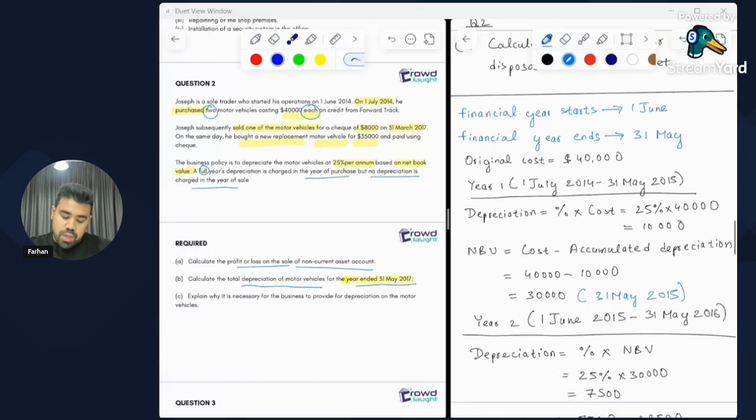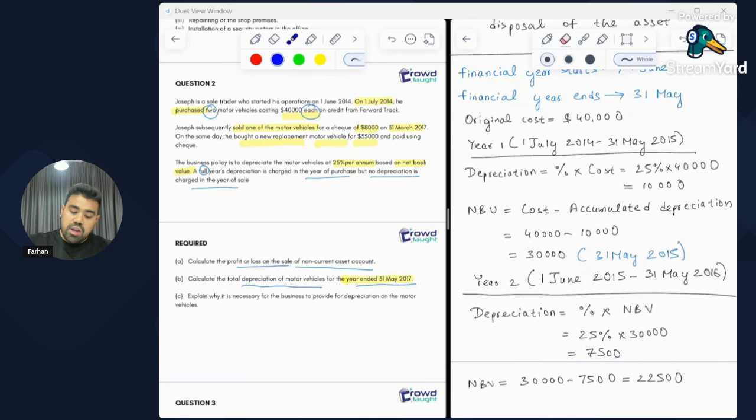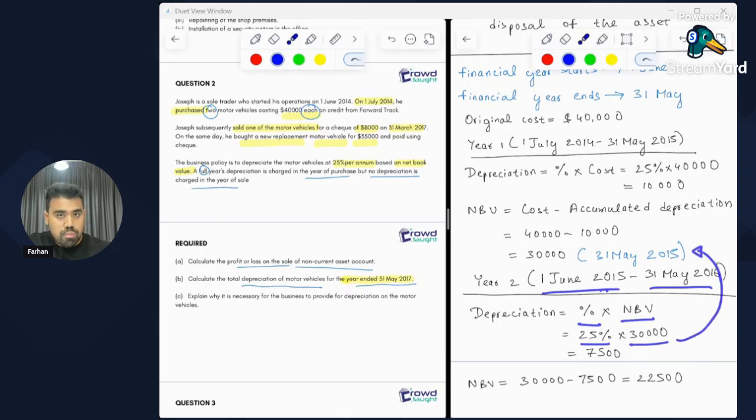All right, so moving on to the second year. The second year will start on 1 June 2015 and end on 31 May 2016, right? Depreciation, when you're using the reducing balance method, in the second year is calculated by multiplying the given percentage with the net book value. And that was the whole purpose of why we found the net book value at the end of year one. So the given percentage, as we know, is 25%, multiplied with the net book value of $30,000, which we had at the end of year one or at 31 May 2015. And that gives us a depreciation of $7,500 for year two.